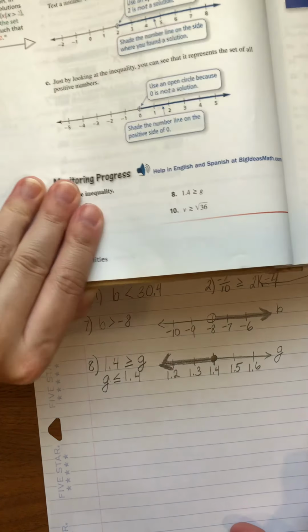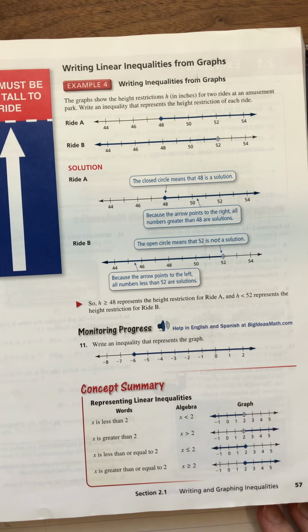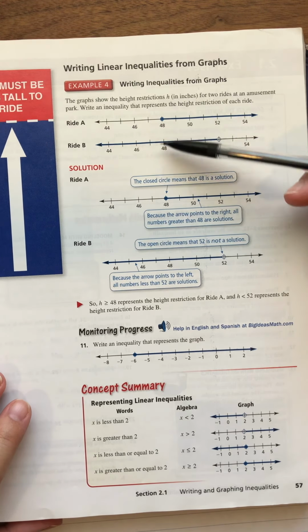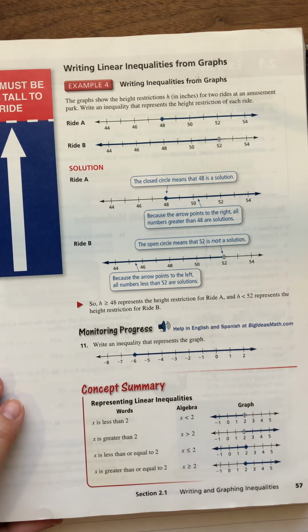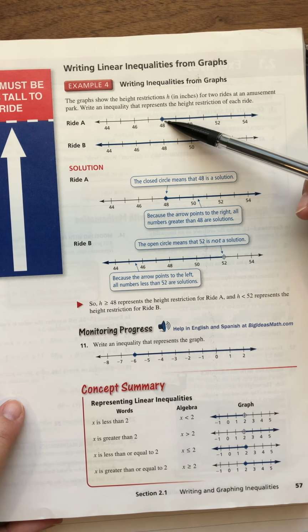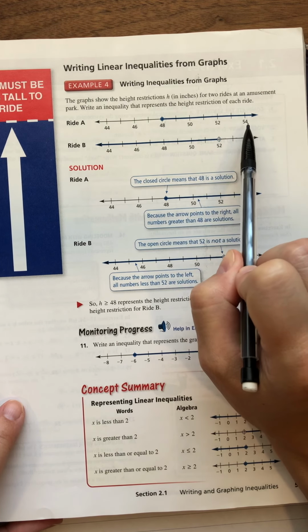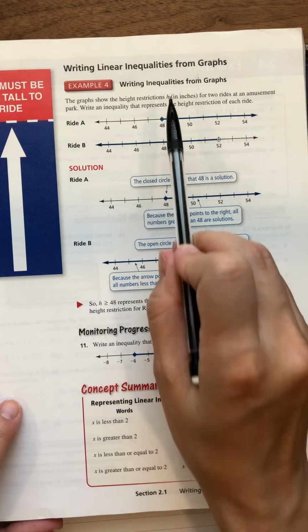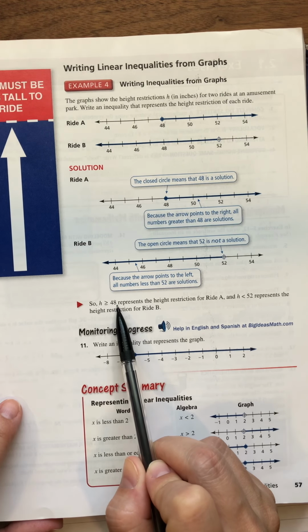Okay, let's keep looking. We're going to go on to example 4 here. So in example 4, we are now going to write inequalities from the graph. We're given these graphs and we're writing inequalities about them. So for our first inequality, I see it's a closed circle on 48 and it's shaded to the right. So I know that my first one is h, or you can use whatever variable you want, but they said h in this problem, is greater than or equal to 48.